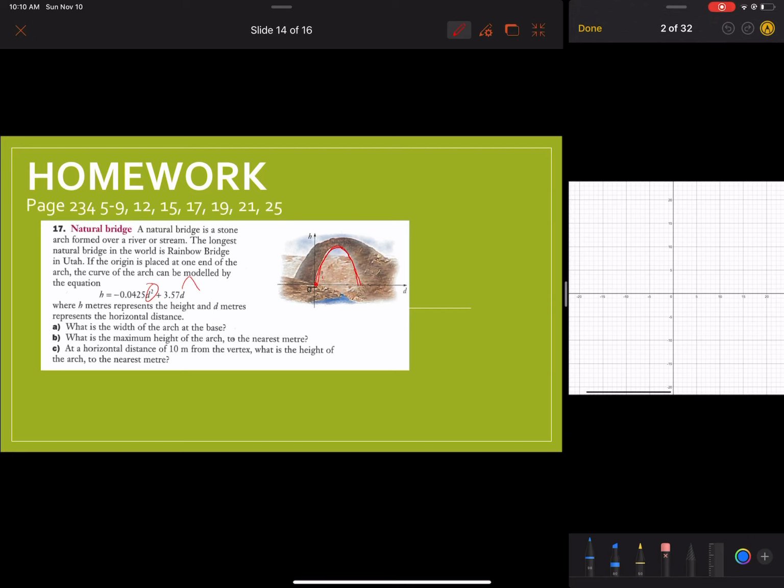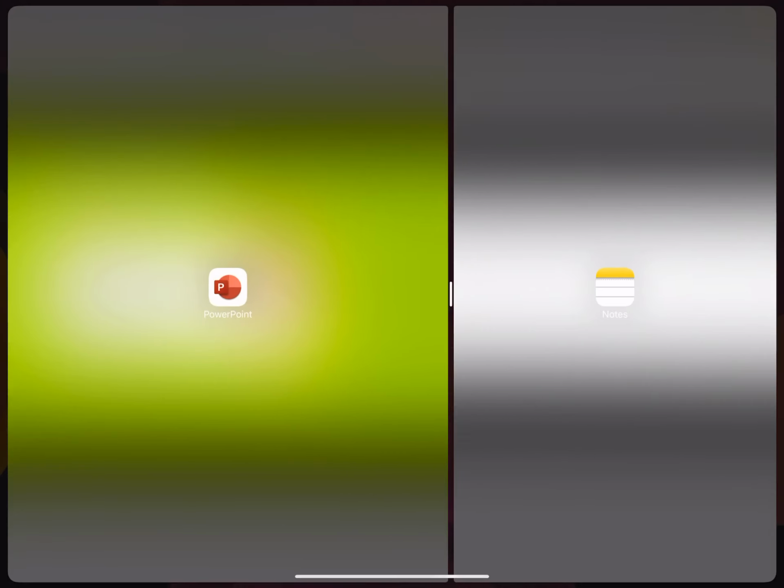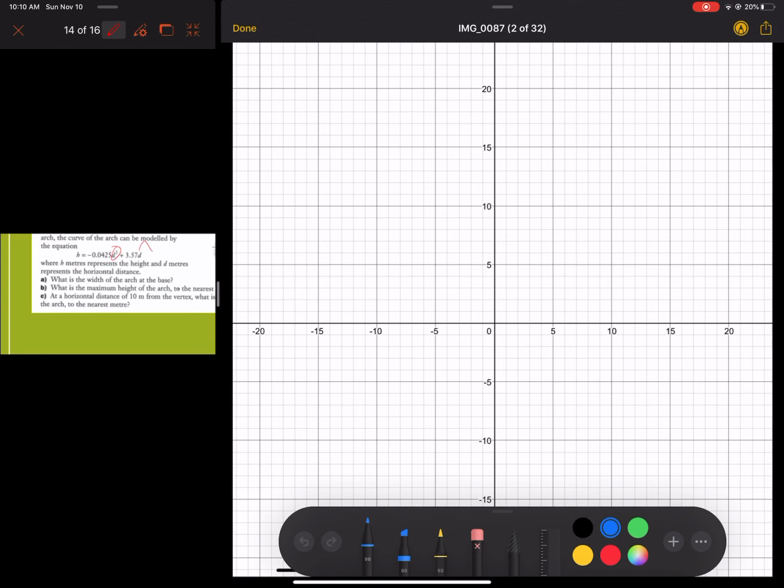What is the width of the arc at the base? That's the base. I want to find the width. This point is 0, 0. This point is some next value, x1, 0. So basically, I want to find out what d is when h is 0. So let's substitute our values.